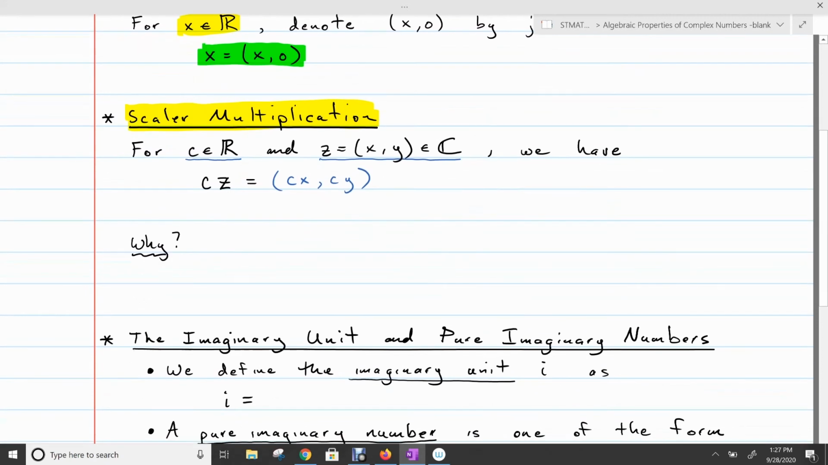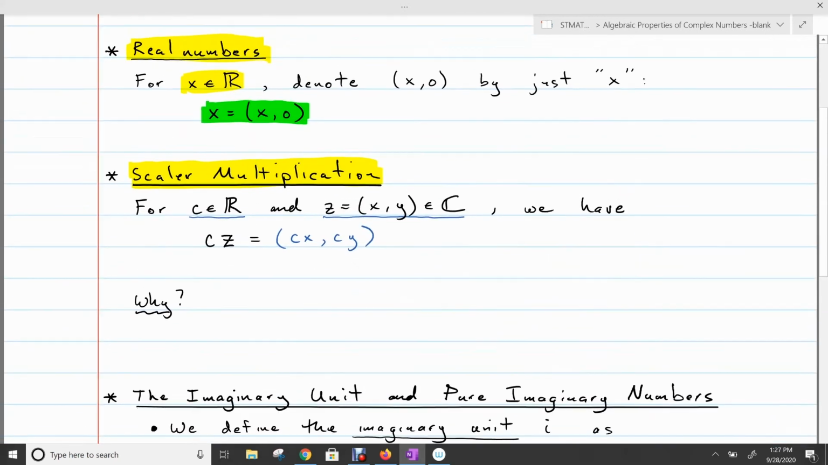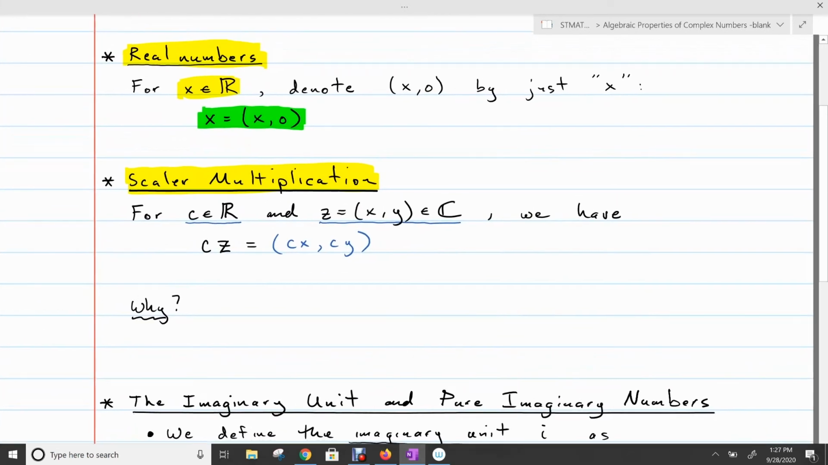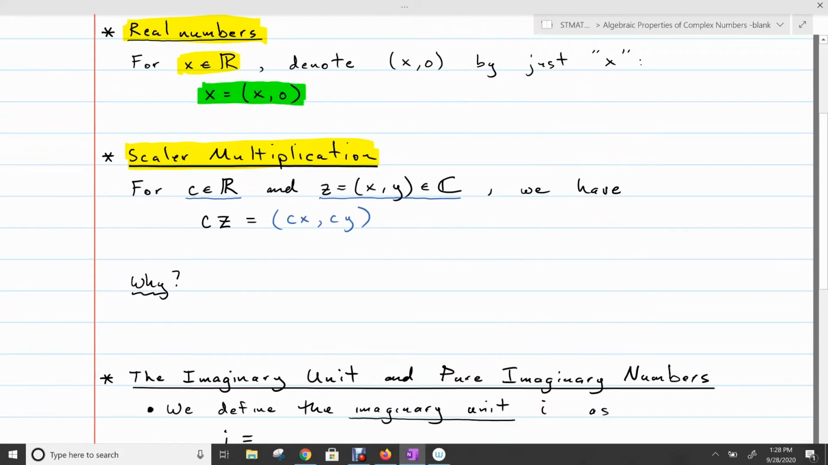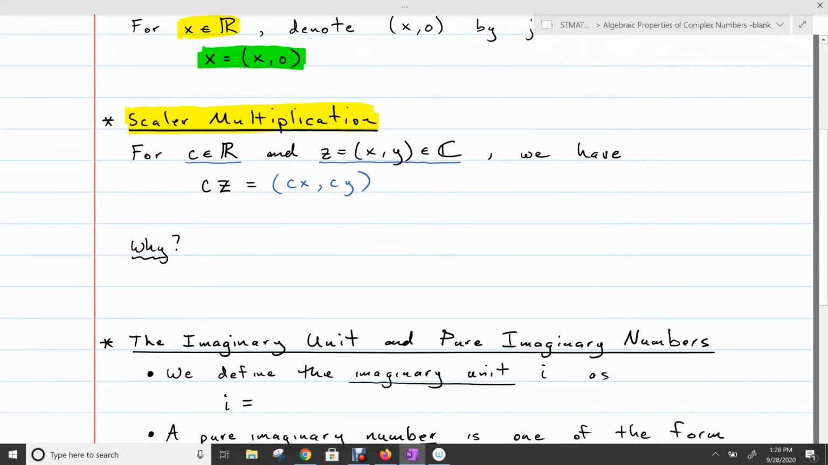I'm not defining it that way. This is actually a consequence of the way we've previously defined things, because we've already said what it means to multiply two complex numbers. Now we're thinking of c here as a real number, but we know that a real number can be represented as a complex number, like what we've done in green there. So the reason this makes sense for scalar multiplication, as (cx, cy), is that formally c times z would be the ordered pair (c, 0) multiplied times the ordered pair (x, y). And then we have a definition of multiplication for ordered pairs. So remember, you do it this way.